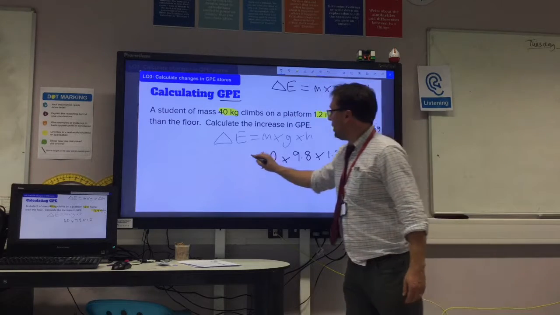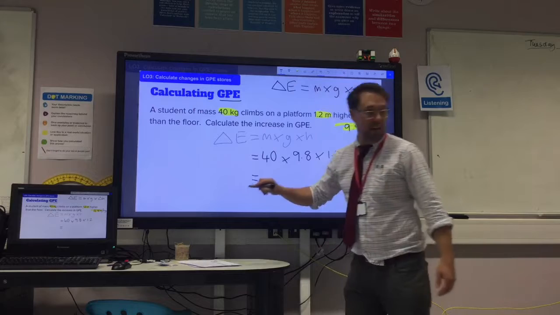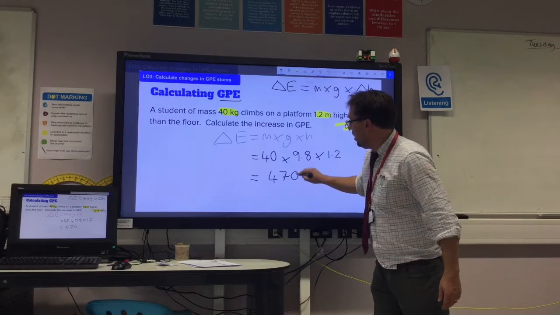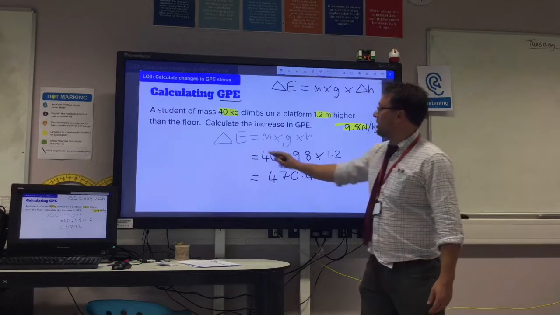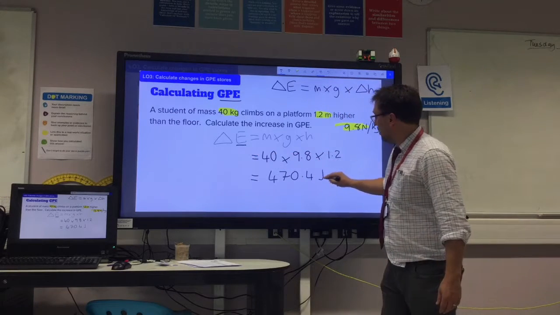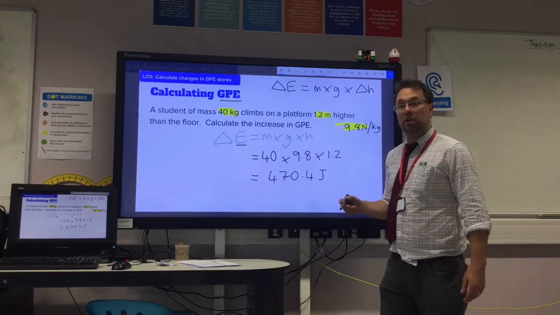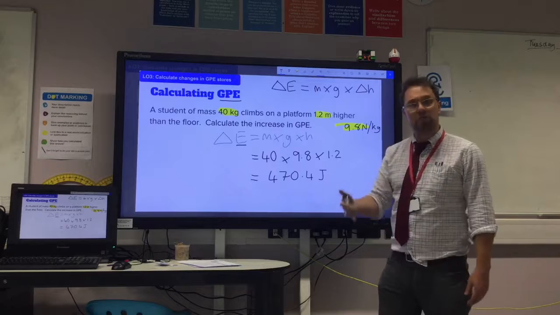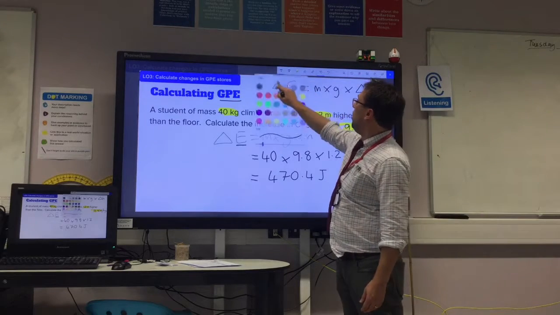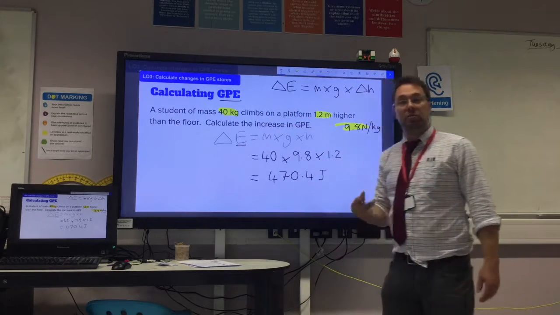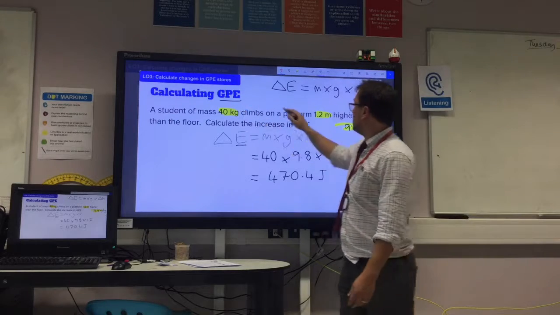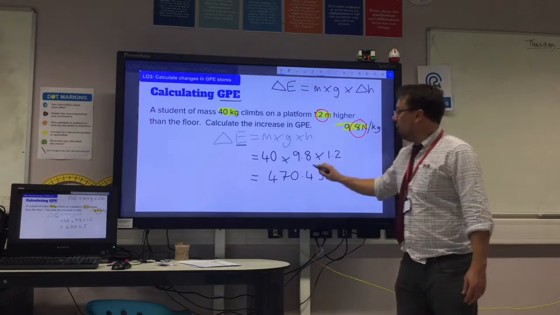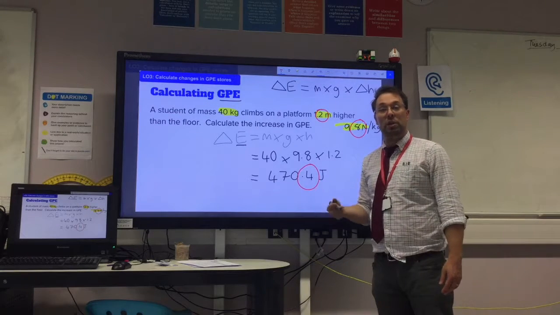So all I need to do now is multiply those values together, and that is going to give me a value of 470.4. And of course, this is a value in energy, so that is the unit joules we're going to use for that. Now, I've quoted that to one decimal place there, because we always quote our answer to the number of decimal places in the question. So if I go through my question here, I've got one decimal place there, and one decimal place there. I can only ever quote my answer to one decimal place because of that.